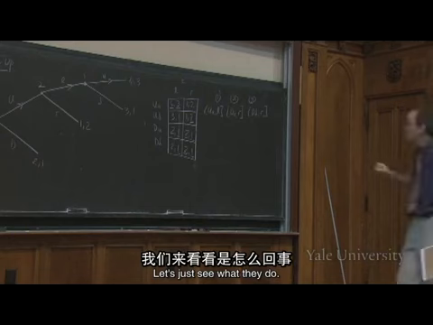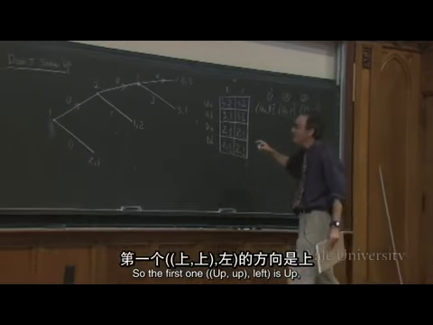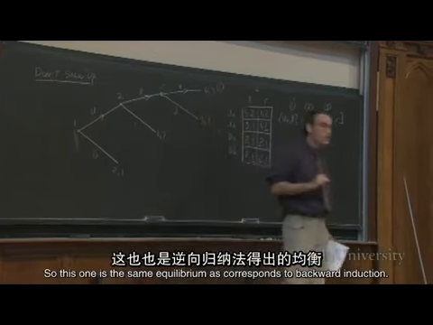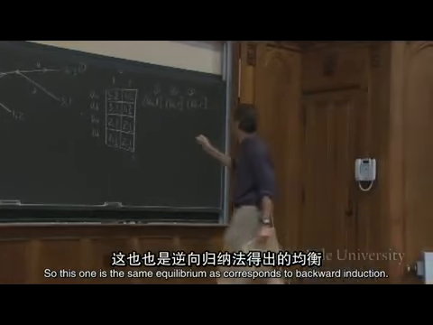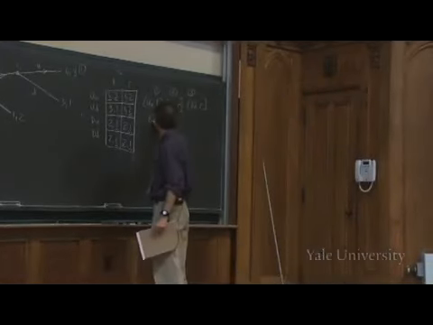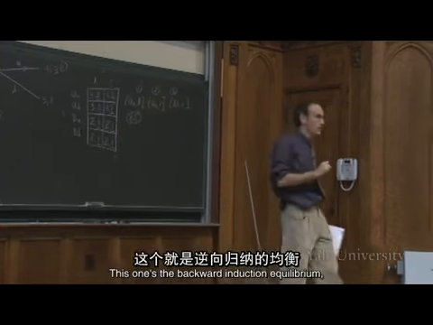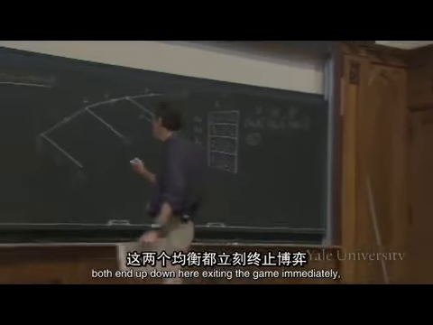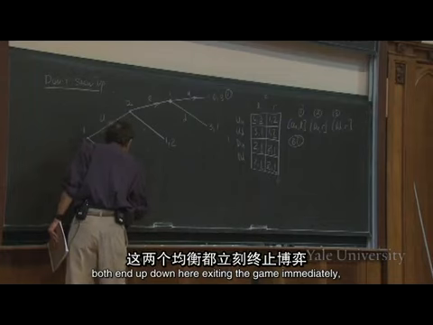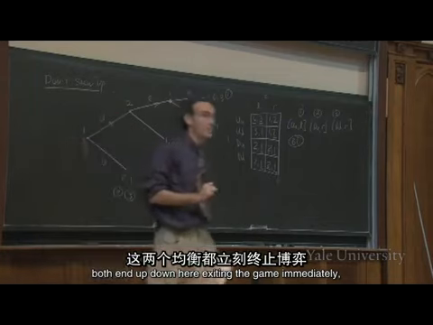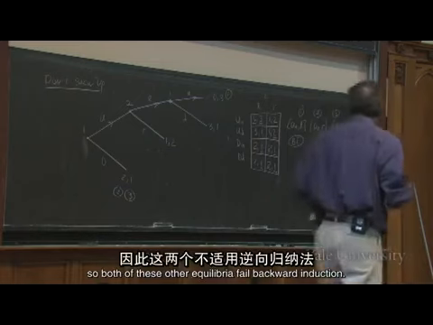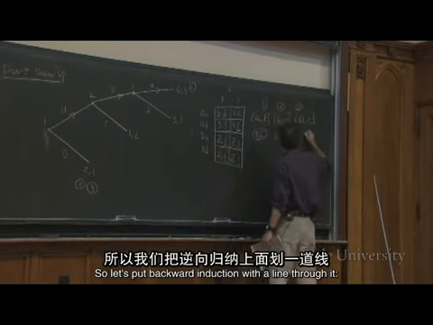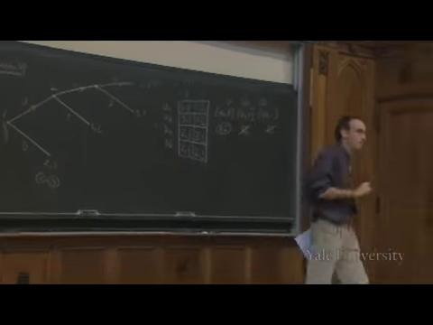And let's just see what they do. So the first one, up, up, left, is up, left, up. So it gets us to here. All right? So this one is the same equilibrium as corresponds to backward induction. Is that right? This one's the backward induction equilibrium. And the other 2 are different. Down, up, right, and down, down, right both end up down here, exiting the game immediately. Right? So both of these other equilibria fail backward induction. So let's put backward induction with a line through it. Right? They're failing backward induction.